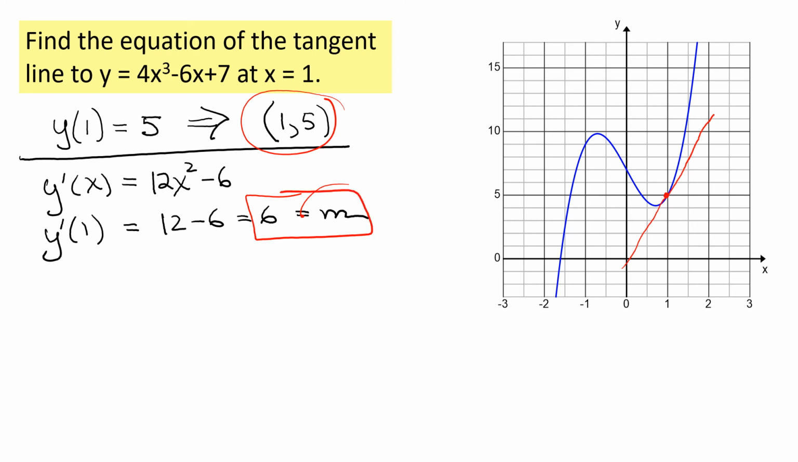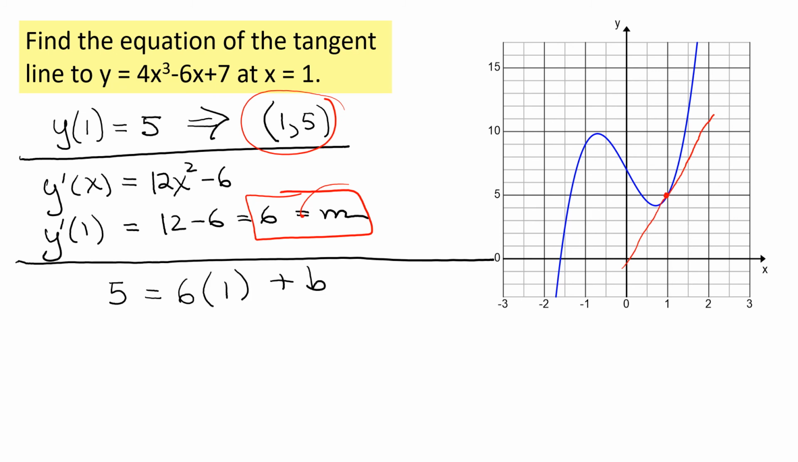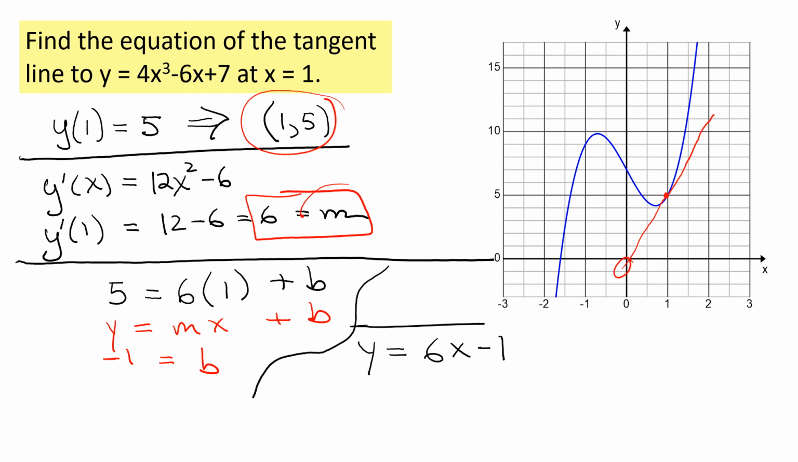Here we go. You need a slope and a point, okay? So y equals, well, let me do it properly. All right, so 5 equals 6 times 1 plus b, and I'm doing y equals mx plus b, and I'm going to find my intercept, okay? This point right here. So b, it turns out, is equal to minus 1, and y equals 6x minus 1 is the equation which represents the tangent line.